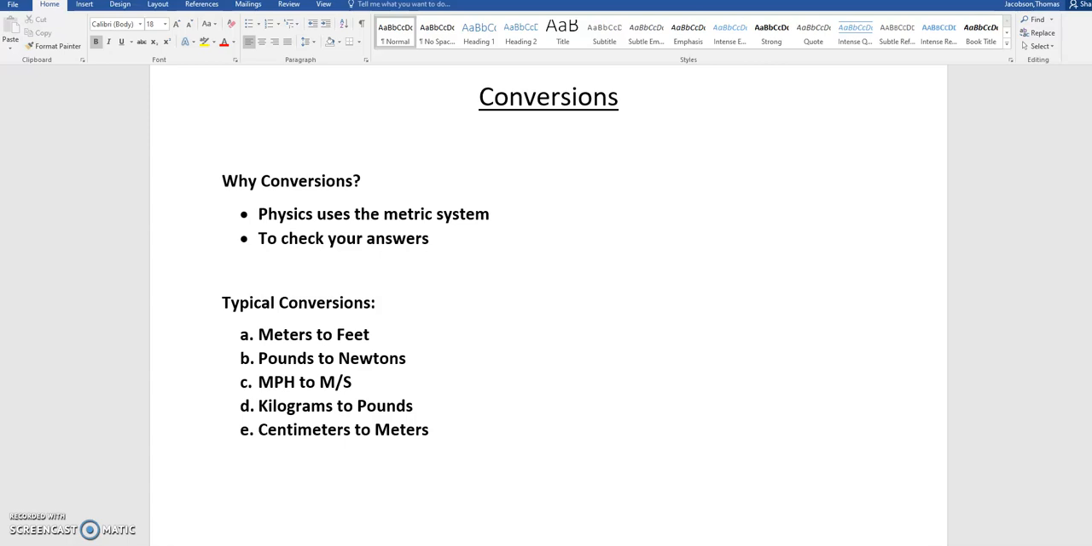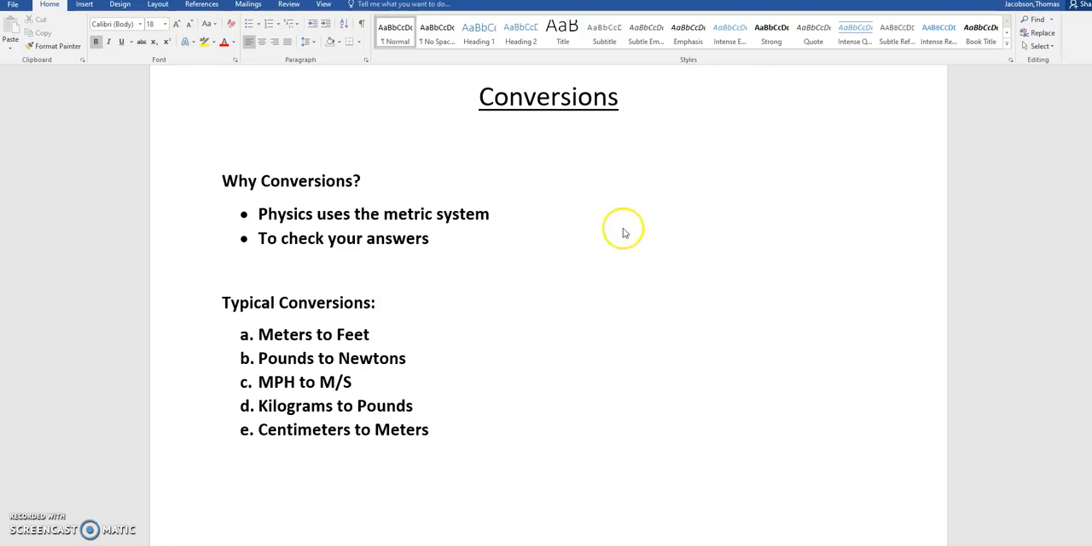There are some very typical conversions that we're going to do. You're going to have meters to feet. You're going to have pounds to something called a Newton. Instead of miles per hour, we're going to have to use meters per second. We're going to have to go from kilograms to pounds. We're going to have meters and centimeters. So there are some very typical conversions, and these 5 that you see at the bottom of the screen here are the ones that you're going to be using a lot.